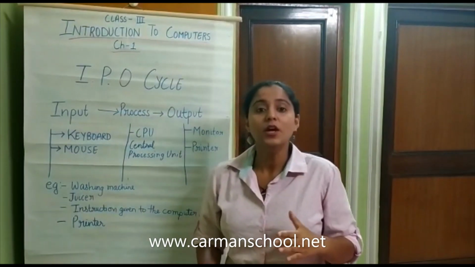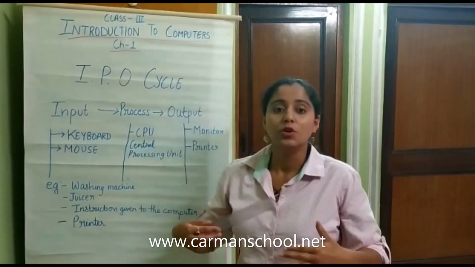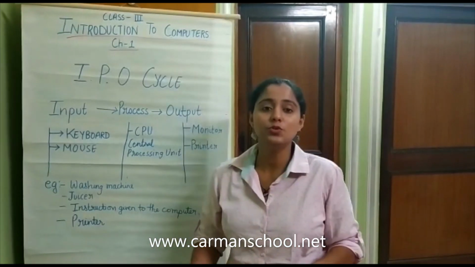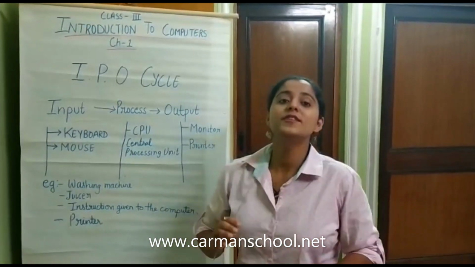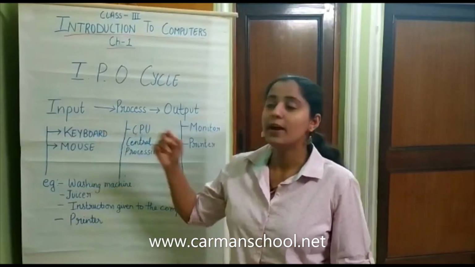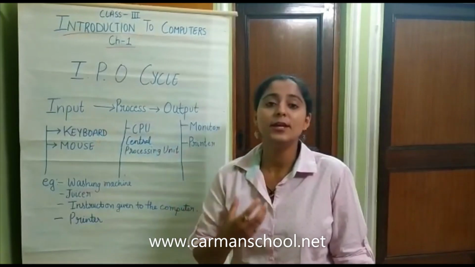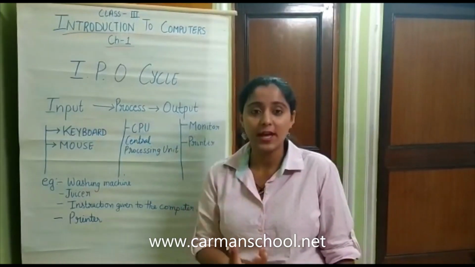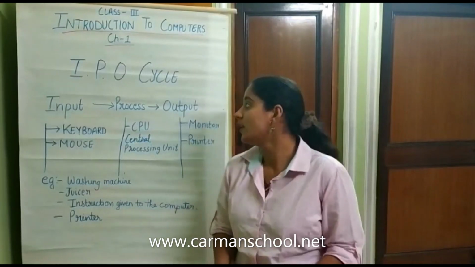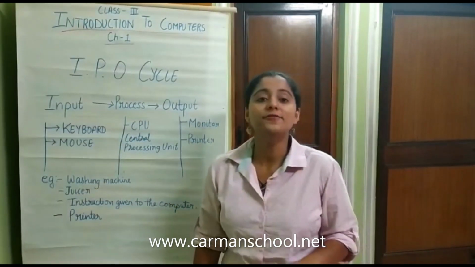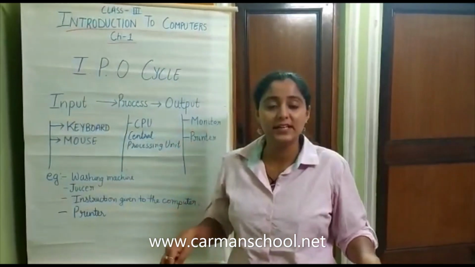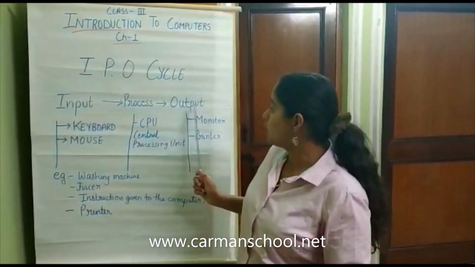What happens, children? You are the user. The person who is using the computer is the user. Whenever you give some instruction to your computer, it is called your input. And the processing that is done with the help of your CPU is called your processing. And the final result, which is seen on your computer monitor screen, is called your output.